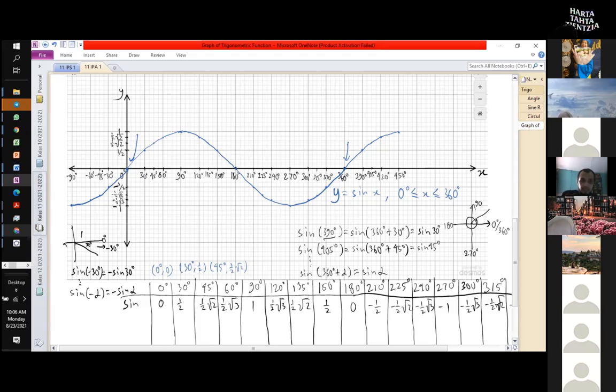Jadi dari 0 derajat, kalau kita geser 90 derajat, sama dengan dari 360 derajat, geser 90 derajat ke kanan. Mau kita geser berapapun, dia selalu sama. Begitu pula kalau kita mulai dari manapun, misalnya dari 90 derajat, kita geser sedikit, pasti nilainya sama. Oke, tadi saya ganti, dari negatif 90 derajat sampai 450.